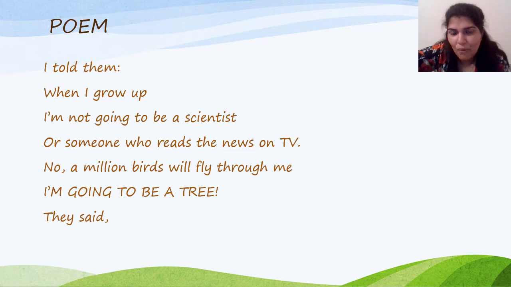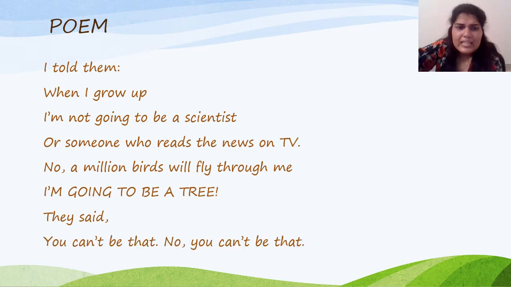Let's understand more. They said, you can't be that. No, you can't be that. So there is a child here, and how do I get to know it's a child? By reading the first two lines. When I grow up. So that means he or she is not an adult or a teenager. He or she is still young.